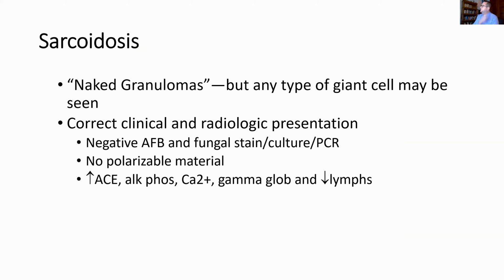So in sarcoidosis, we talk about these naked granulomas I just mentioned, and know that any type of giant cell may be seen. We don't really assign one of these giant cell types to sarcoidosis, and it's not uncommon to not see very many giant cells. So important to remember that sarcoidosis is a diagnosis of exclusion. So you have to rule out infection, AFB, fungal, using special stains, culture, and now PCR is becoming more and more important. No polarizable material.